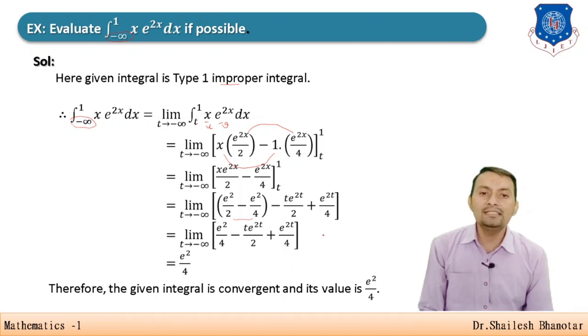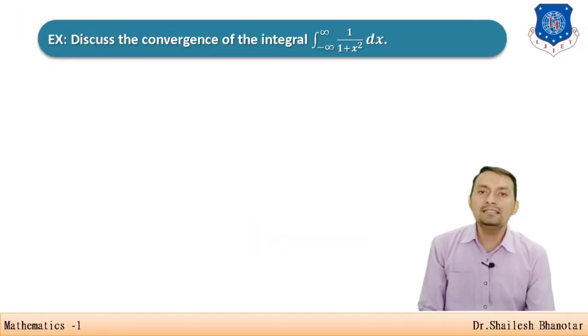But when you take t tends to minus infinity, you are going to get e raised to minus infinity, which is 0. Therefore this quantity is going to be 0 as well as this quantity also. And therefore we will get e square by 4, which is a finite quantity, and therefore we can say that the given improper integral is convergent, and its value is e square divided by 4. Let us see another question.